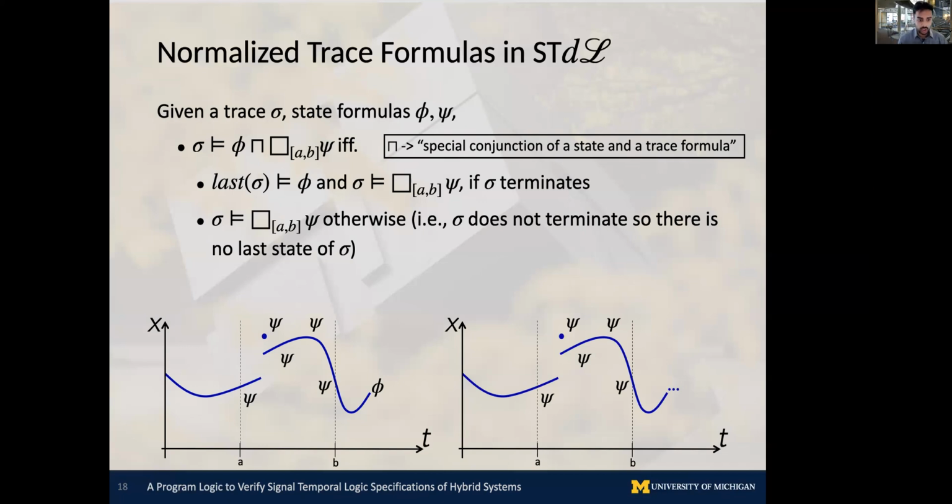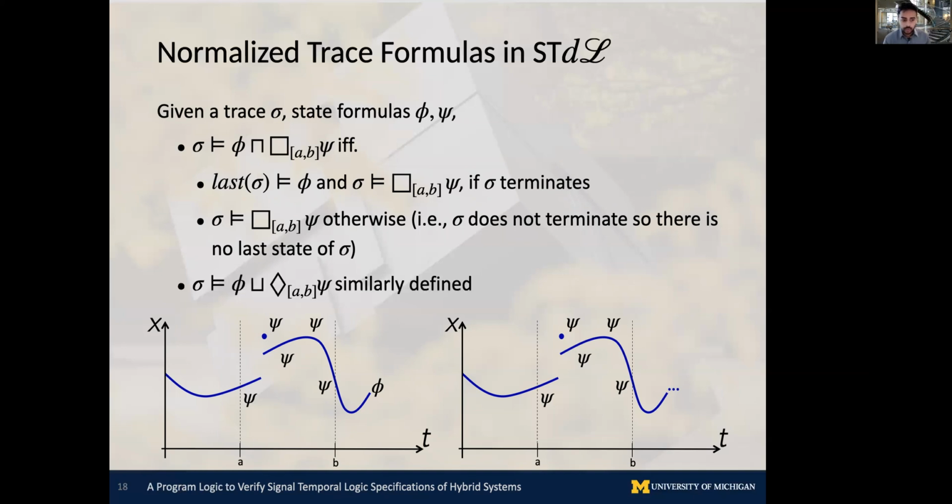In the examples on the slide, if we focus on the left, we have a trace of sigma that satisfies psi throughout times A and B, and then it terminates in finite time. And when it does, it satisfies phi. So that is the first part of this satisfaction. And then on the right, we have if sigma does not terminate, which is indicated by these ellipses at the end of the trace, the formula is satisfied when psi is true between times A and B, and then there is no requirement on phi, again, because sigma does not terminate. So the last state of sigma does not really exist.